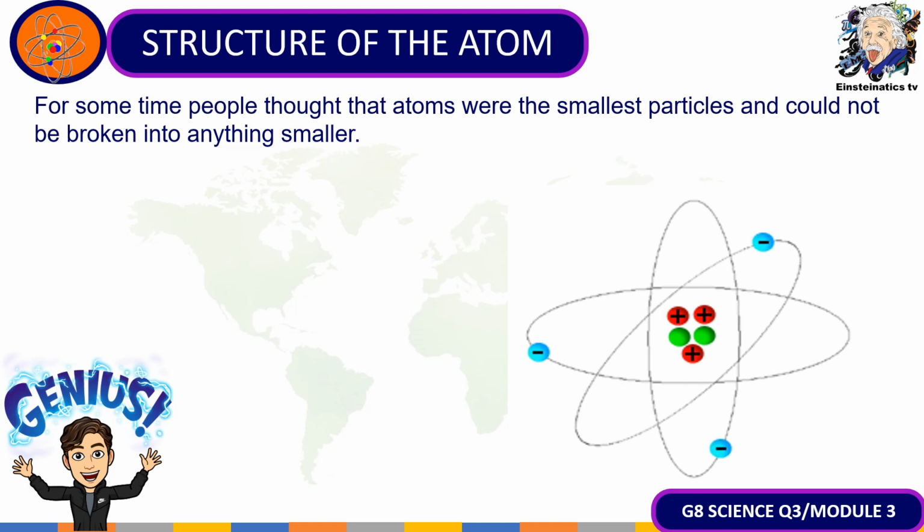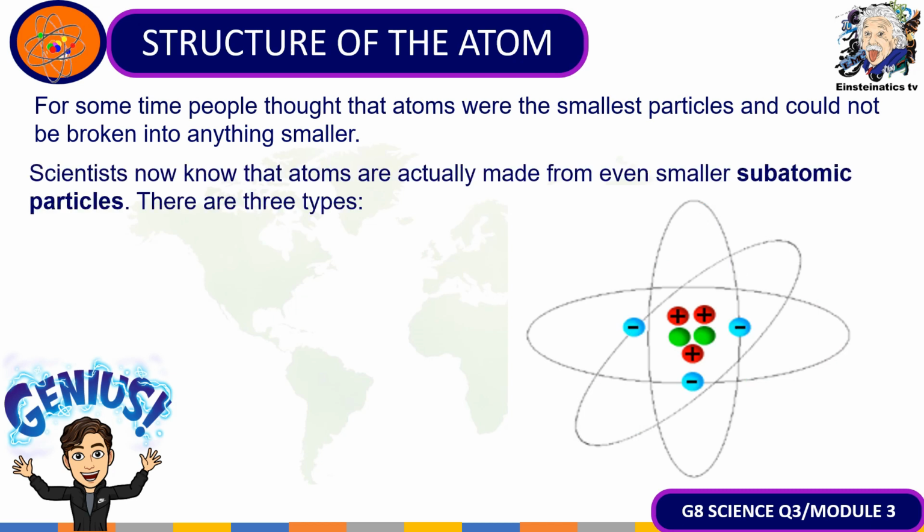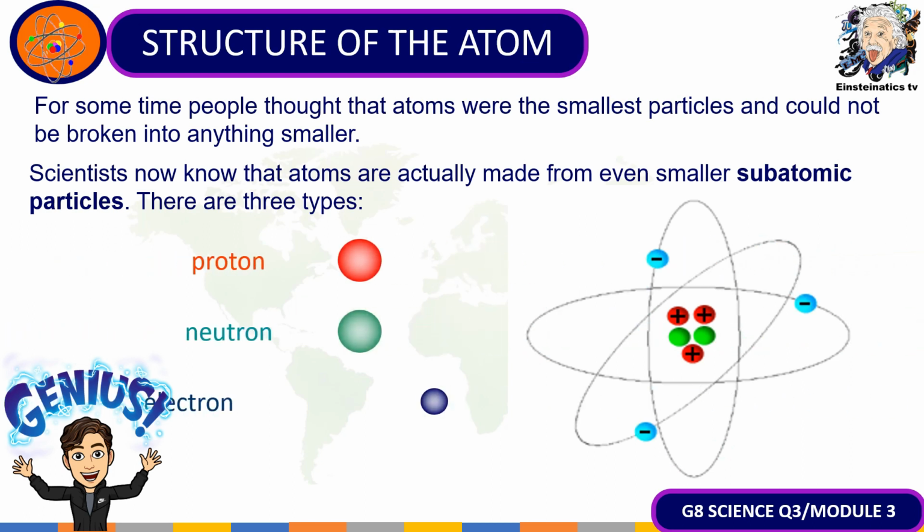So, sa mahabang panahon, yung mga tao, they thought that atoms were the smallest particles and could not be broken down into much smaller pieces, as proposed by Democritus, right? Kaya nga tinawag niyang atomos or indivisible or uncuttable. But as science progresses, we already know now that atoms have smaller particles known as subatomic particles, and it is composed of 3 types: the proton, the neutron, and the electron.